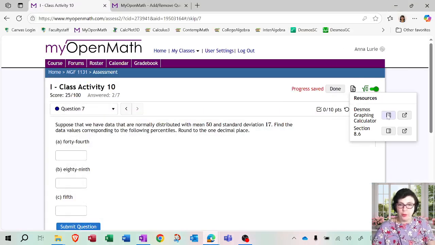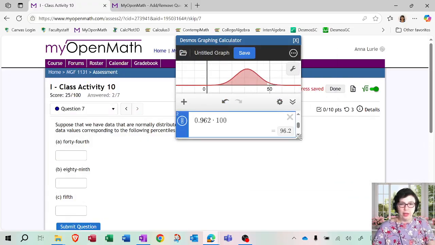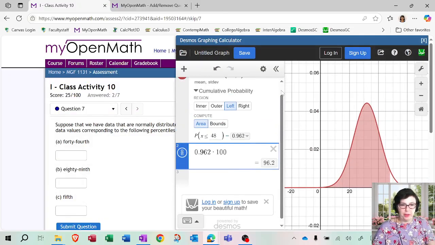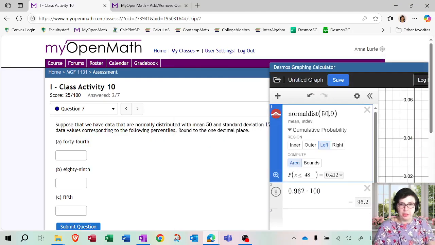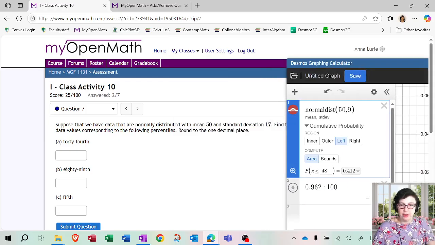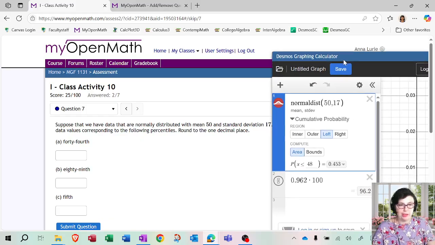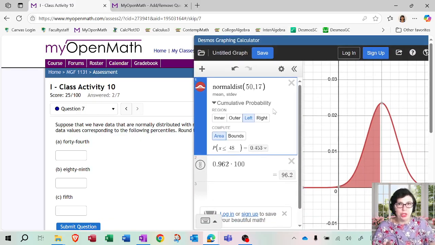Okay, so let's open up the calculator. And let me just expand it here. Enter the mean. So for me, the mean is 50 and the standard deviation looks like 17. And I do not forget to zoom fit because I want to visualize it. So first of all, any question that talks about percentiles, whether you're trying to find the data value or the percent, you have to choose region equal left.